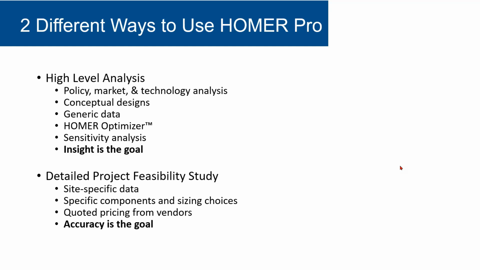And so HOMER lets you put in specific components with specific sizing choices. We have a cost table that allows you to say, well, if I buy more of them, the price goes down, et cetera. You can upload measured load data, measured resource data. So that's a very different type of analysis, but we allow you to put in HOMER data in both ways.